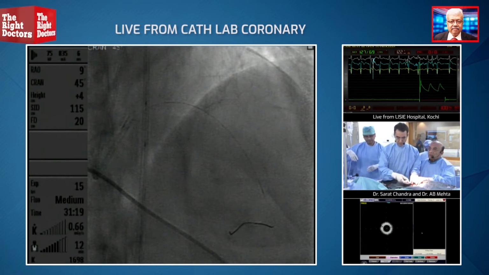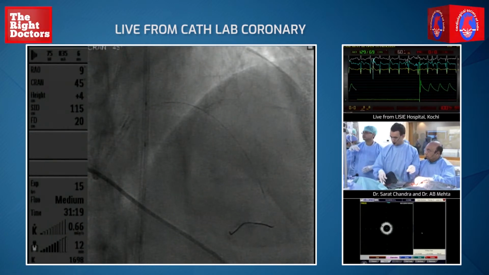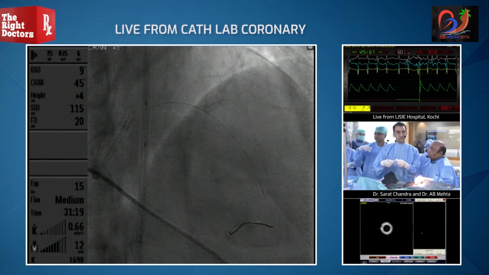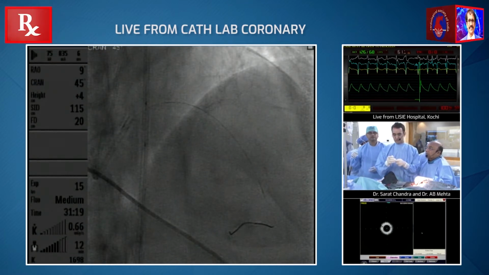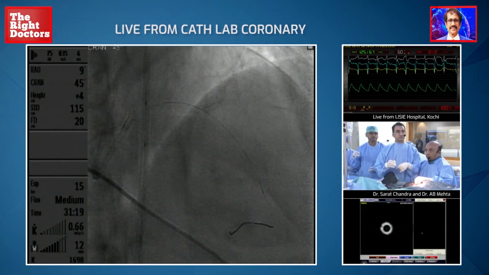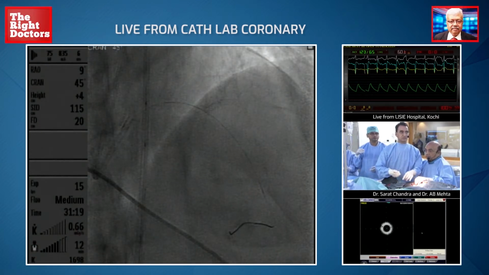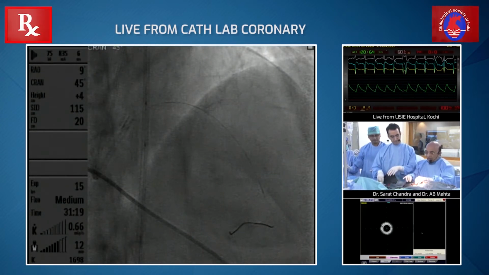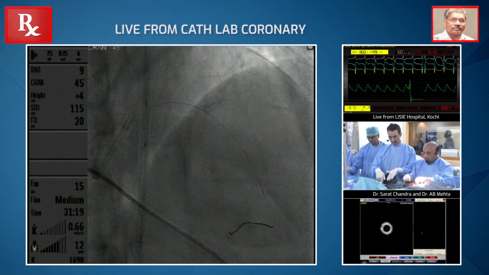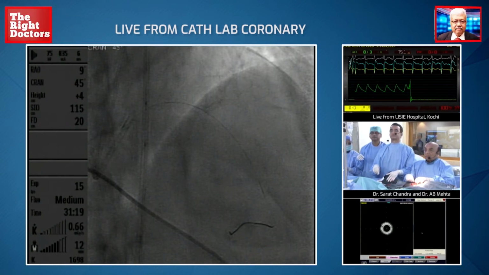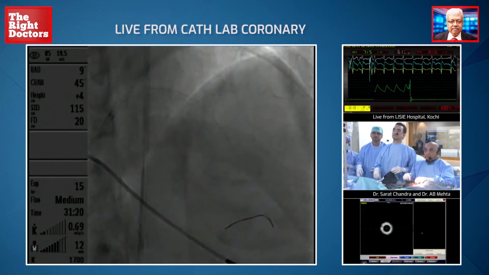Yes, we are going to show you the final OCT run. Yes, go ahead with the final OCT run. Final OCT run of the RCA with the 2 stents. No, we are still with the lab 2. The strategy that needs to be followed in these kind of cases. We are still with the lab 2.